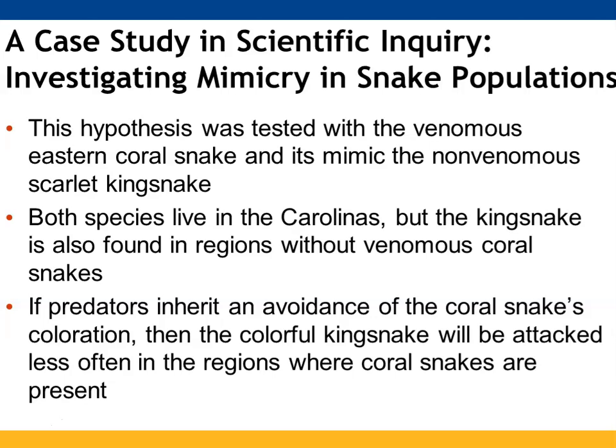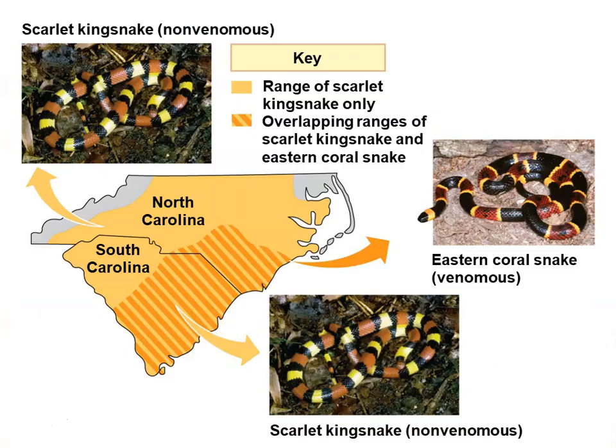So his hypothesis was tested with the venomous eastern coral snake and its mimic, the non-venomous scarlet king snake. Both of these, you're going to see on a map shortly, live in the Carolinas, but there are regions where we find the king snakes without the venomous coral snake. So if predators, in theory, inherit an avoidance of that coral snake's coloration, the colorful king snake, the one that is not venomous, is going to be attacked less often where we see the coral snakes that are venomous. So there's your map. You can see the overlap. You can see the area where you only see the scarlet king snake as well.